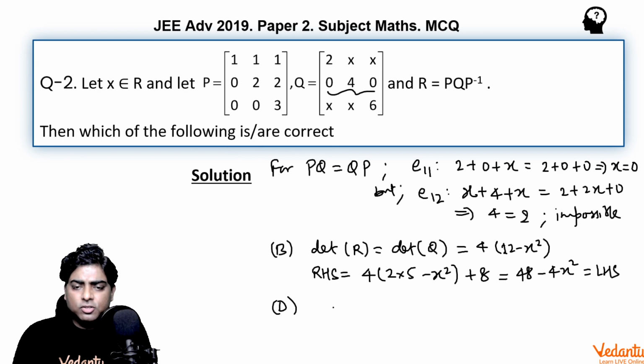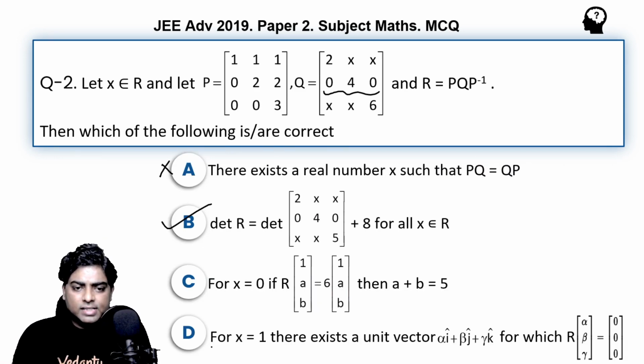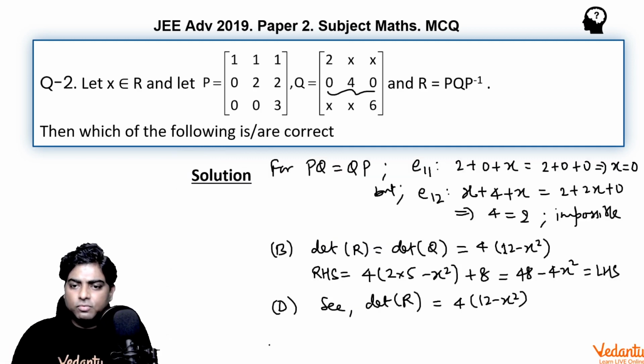So here we need to check, see what is det R. Det R is 4 into 12 minus x square, as we found in option B also, and here in option D x is given as 1. So if you put x equal to 1 over here, you'll get 4 into 11, that is 44. So it's not 0. So in fact what will happen, R inverse is defined, because R is non-singular.